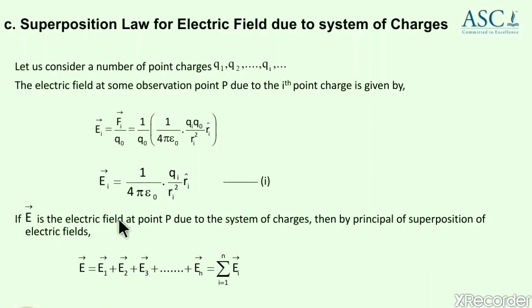If E is the electric field at a point P due to a system of charges, then by the principle of superposition, the electric field, here you make it as plural, it is typed wrongly. The principle of superposition of electric field says the total electric field E equals E1 plus E2 plus E3 plus etc. up to En. And it is written in a mathematically simple way as summation i equals 1 to n of Ei vector.